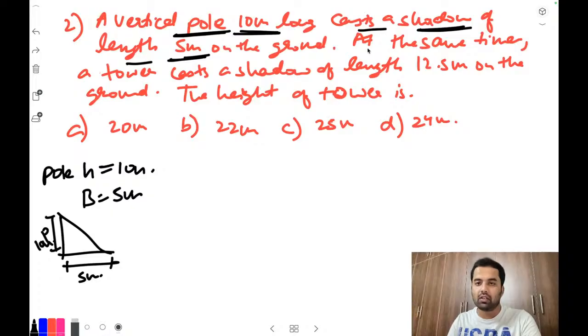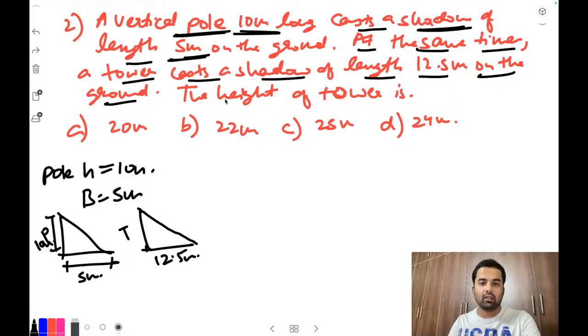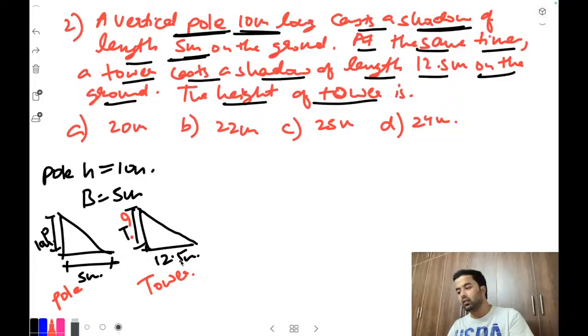Now here, next part. At the same time, tower cast a shadow of length. Shadow of length, which means, let me draw a different diagram of this. Shadow of length means again the base value is given. Okay, this is the tower on the ground. The height of the tower is what? The question is asking about this value. This one is of the pole. This is of the tower. Check this out. What we did here.